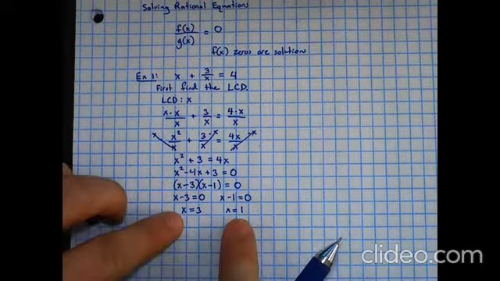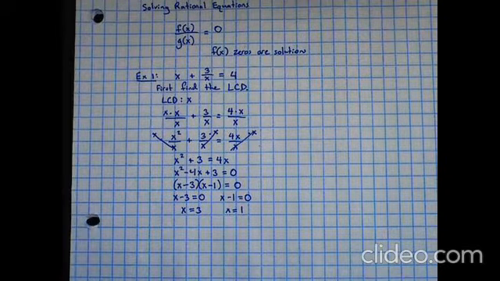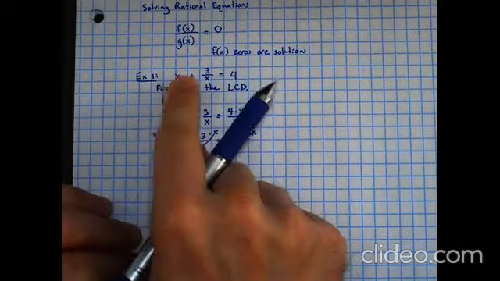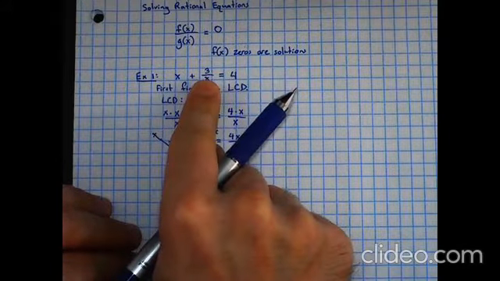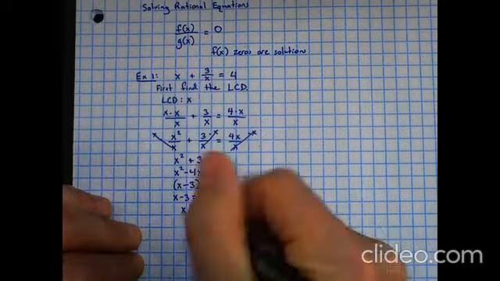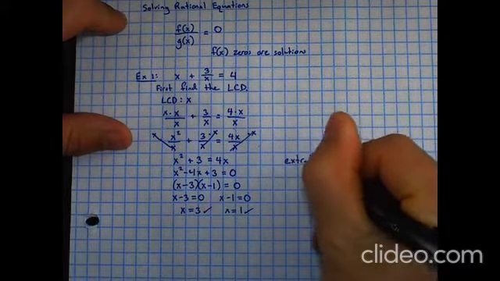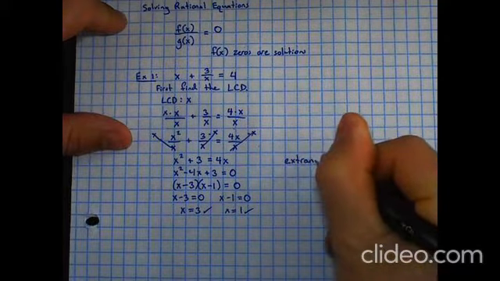Now we might think we're done. We think that 3 and 1 are our solutions. We have to make sure they fit back into the equation and actually will equal 4. So let me try with 3. We got 3 plus 3 over 3, which is 1. So 3 plus 1 is 4. So 3 definitely works. Let's try with 1. 1 plus 3 over 1, which is 3. That also equals 4. So these are both solutions. If one of these did not work, that would be an extraneous solution. And that would not be a solution to your equation.